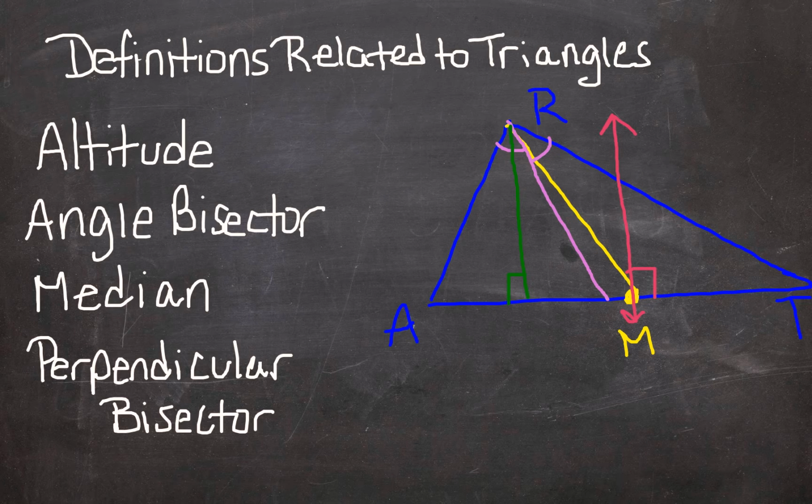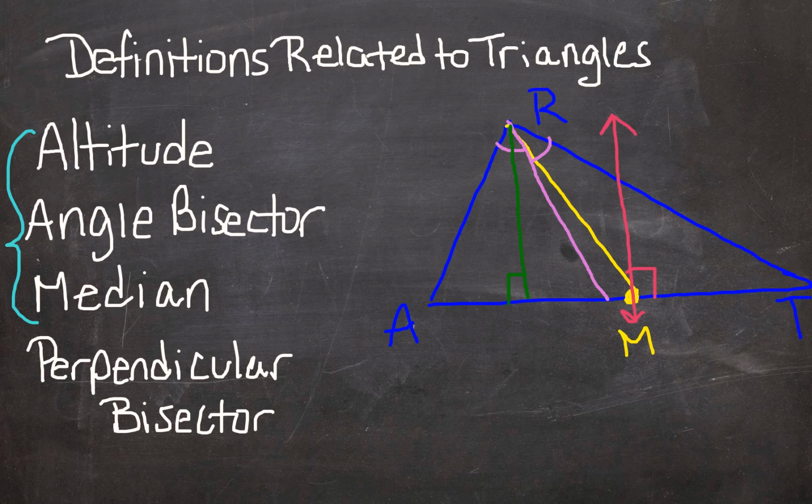The first 3 that I mentioned, the altitude, the angle bisector, and the median, all 3 of these go from the vertex. The perpendicular bisector is the only one that does not have to go from the vertex. In certain triangles, it will come from the vertex.